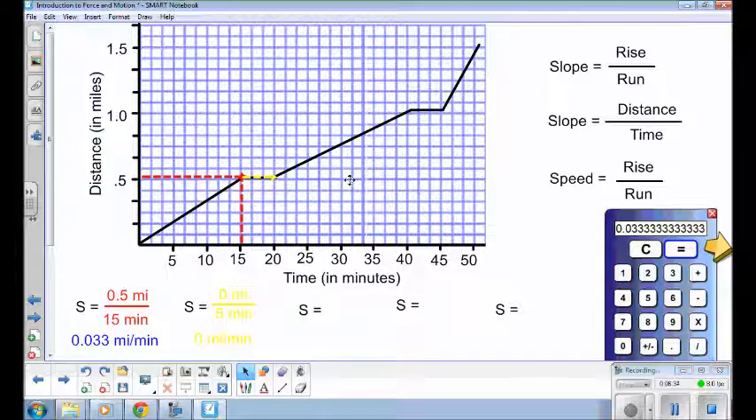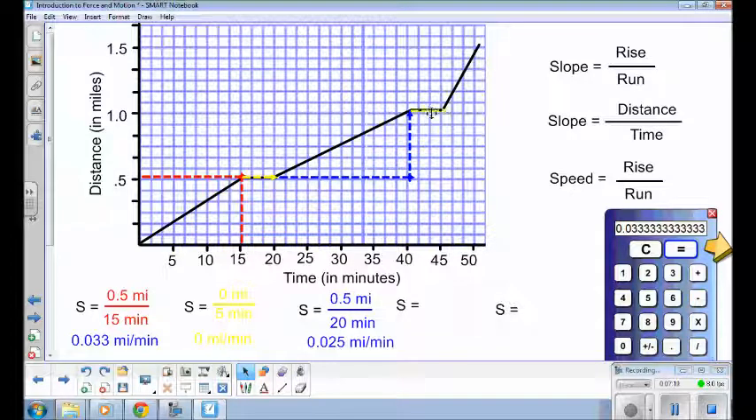For the next segment, when she was going up the hill, the rise along here was the difference between 0.5 and 1, which is 0.5 miles. The time that it took her, she started at 20 minutes and she ended at 40 minutes, so that's going to give her a total of 20 minutes travel time. When we punch in the numbers again, we can find that 0.5 miles divided by 20 minutes is equal to 0.025 miles per minute.